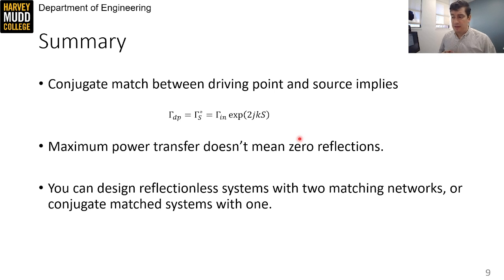So, in summary, a conjugate match between the driving point and the source implies that the reflection coefficient is the conjugate of the source, and that gamma in on your S parameter network is related to the source conjugate just by the phase of the transmission line. Maximum power transfer also doesn't imply that you have zero reflections. And you have design choices when you build RF systems and matching networks. You can design reflectionless systems or conjugate match systems.